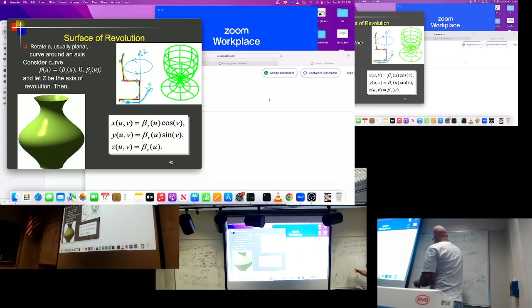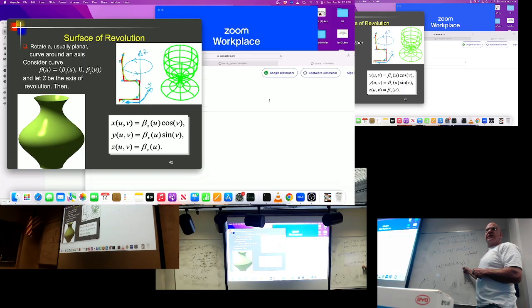Let's remember. 17 times cosine u, sine u. What is the shape that I just created? Everybody should know. U changes between 0 and 2 pi. What did I create? A circle of radius 17.